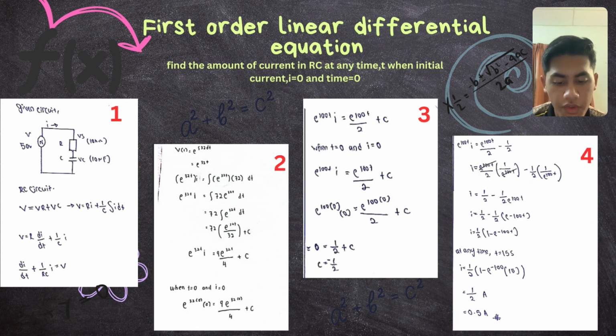At any time t equal to 15 seconds, we take the equation again, I equals 1 over 2 in bracket 1 minus e to the power negative 100t, and t we change to 15. So we get 1 over 2 A or 0.5 A. A is equal to ampere. So for this RC circuit, we get 0.5 ampere. Next, I will pass to my friend.